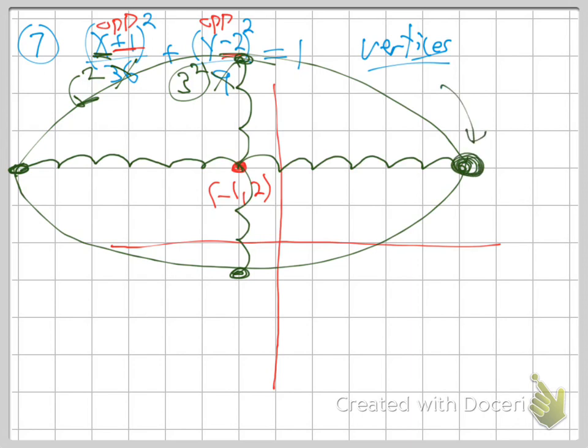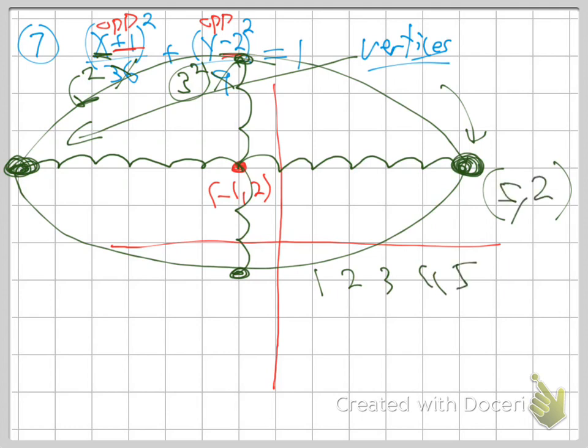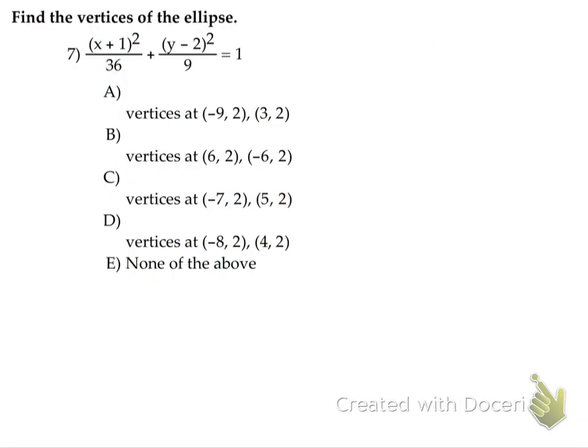So what are the vertices? This one and this one. Those are the vertices. They're the widest direction. We don't care about the smaller direction. What are the coordinates? 1, 2, 3, 4, 5: over 5, up 2. And this one is back 1, 2, 3, 4, 5, 6, 7: back 7, up 2. Back 7, up 2, over 5, up 2. Good there? There it is.